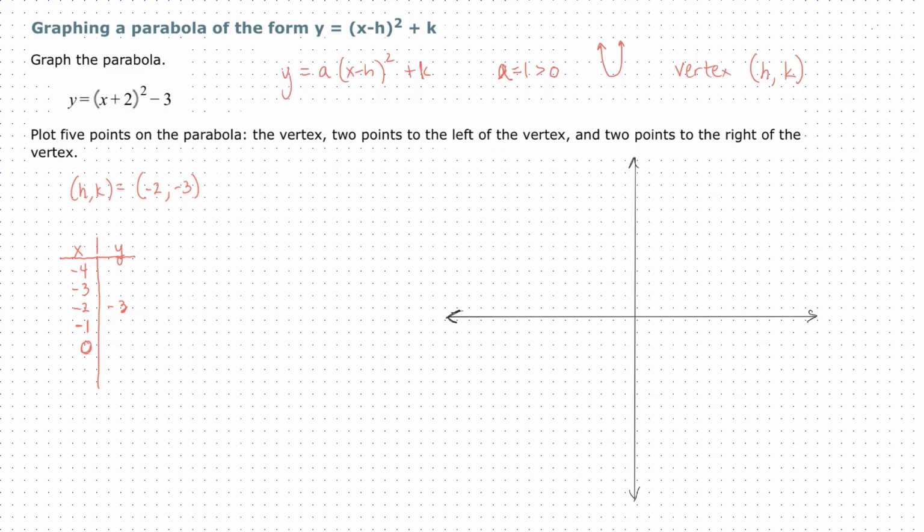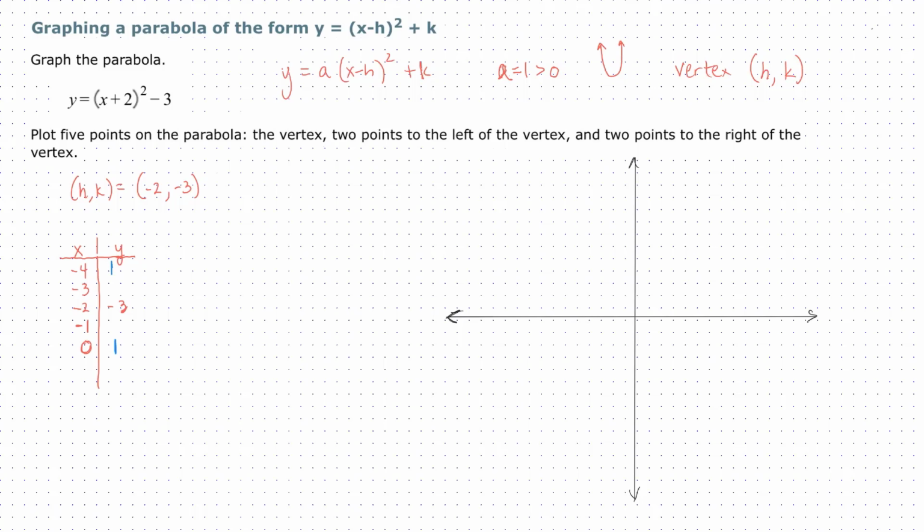So when x is 0, can we find y? When x is 0, we can see that 4 minus 3 gets you 1. So we do know 1 here. We get a 1. When x is -4, we also get a 1.